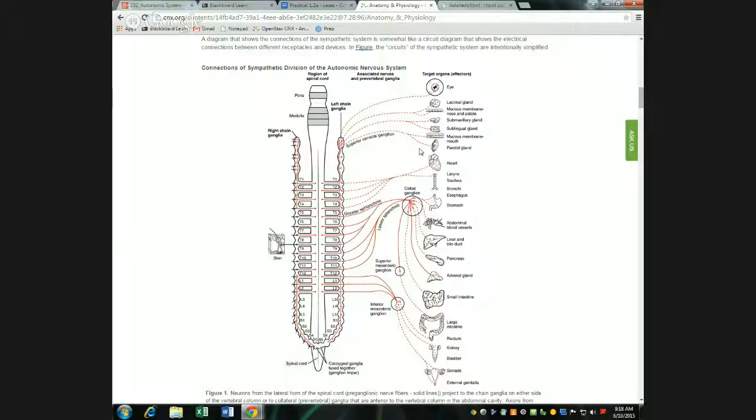The axon from the spinal cord to the ganglion is referred to as the preganglionic fiber, or sometimes you'll hear preganglionic neuron, although I prefer to just concentrate on the fiber or the axon part of it. And then from the ganglion out to the target organ, we call that the postganglionic fiber. So in this picture, the solid lines are preganglionic fibers and the dotted lines are postganglionic fibers.